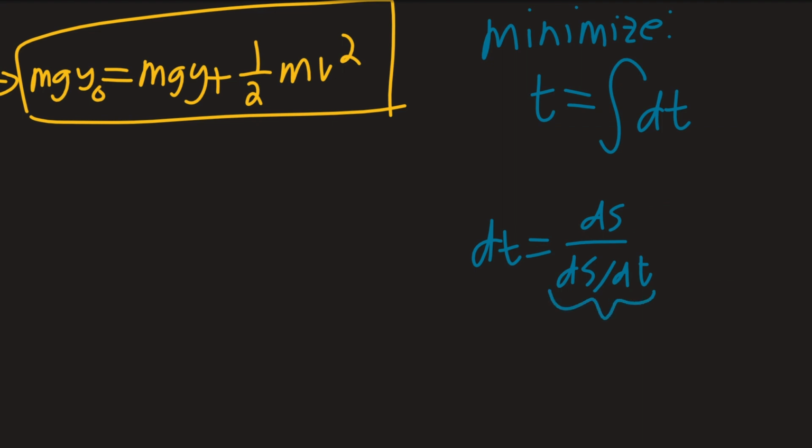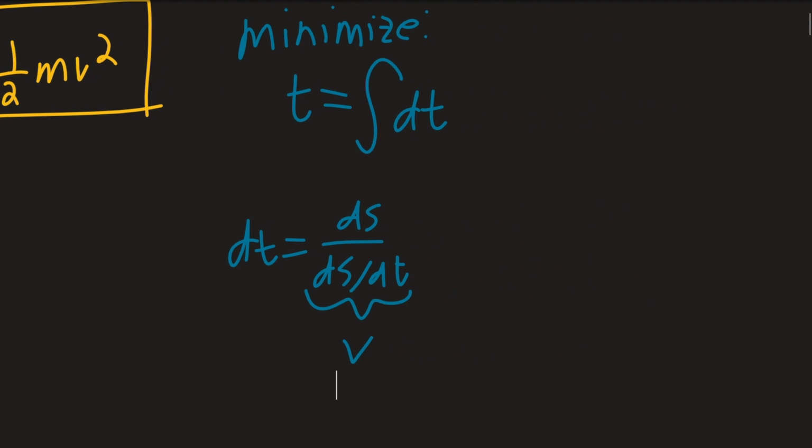If s is just the curve that we're actually traveling along, or at least a little piece of it, if we're talking about ds, if that's just a little piece of our curve, then if we're taking the derivative of that with respect to time, then that right there is just our velocity of our particle along that curve. Meaning that one way to express dt, and therefore this integral, is just the integral of ds over our velocity v.